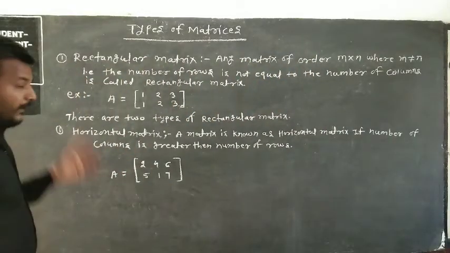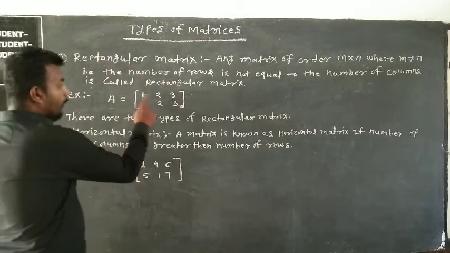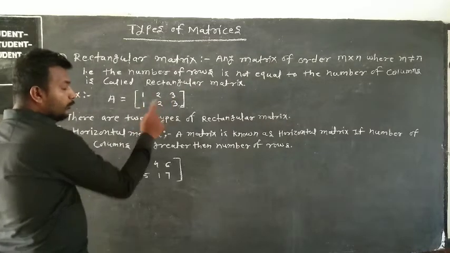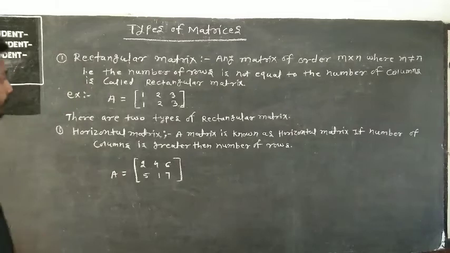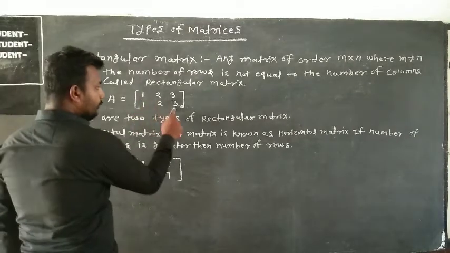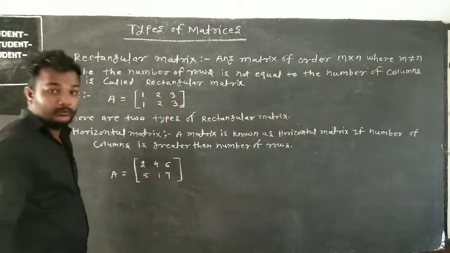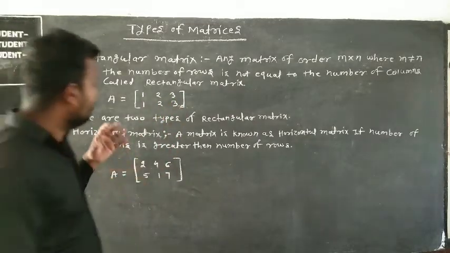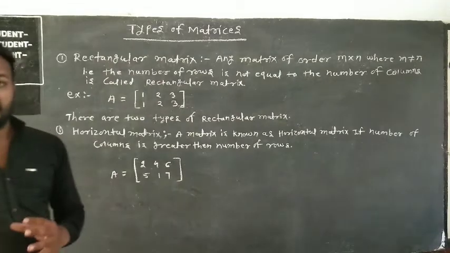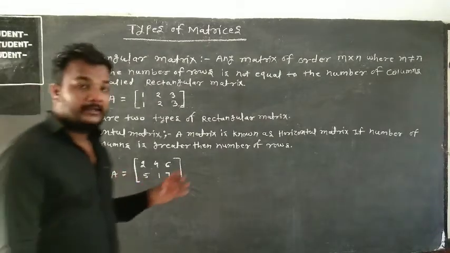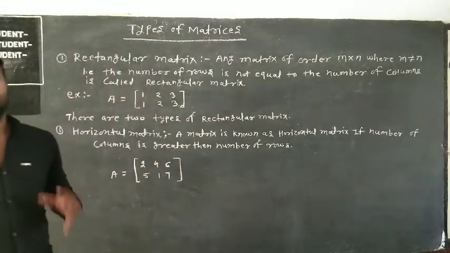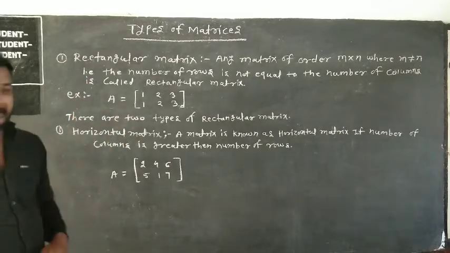Example: matrix A equals 1 2 3 and 1 2 3. So the number of rows is 1, 2 and the number of columns is 1, 2, 3. So the number of rows is not equal to the number of columns. Clear? This is called a rectangular matrix.